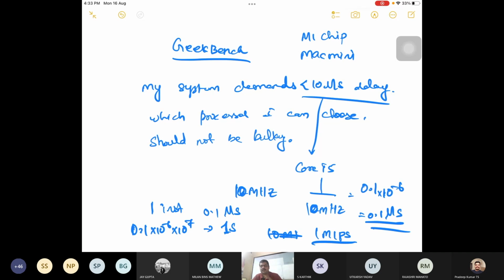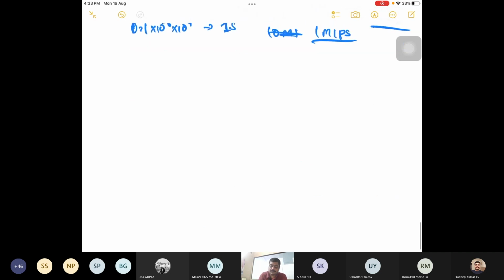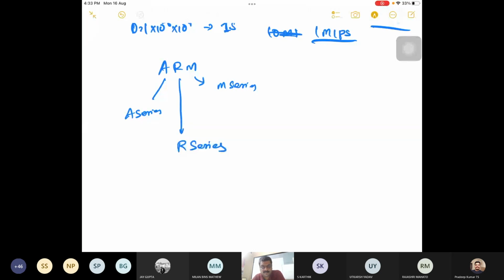So I can say that the Intel 8051 has 0.1 microsecond, or 12 megahertz. So let me use the Intel 8051. If I want more, say 300 megahertz, then I can go for an ARM controller. ARM has 3 series: M series, then A series, then R series. The name itself says 3 kinds: M series for mobility, A series for applications, R for research and other kinds of processors.